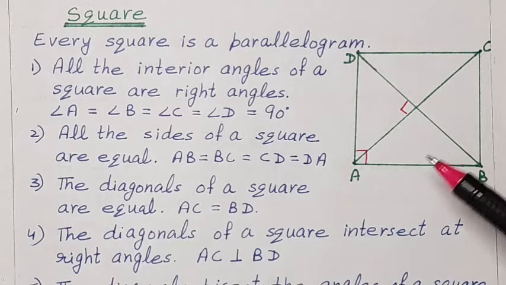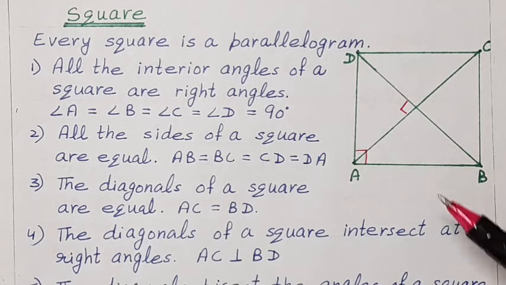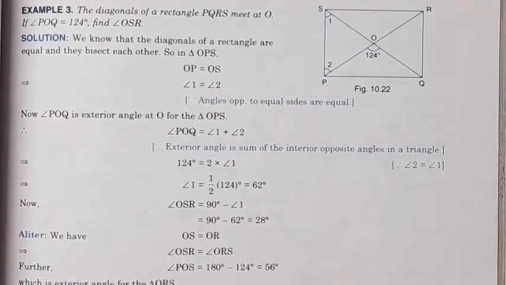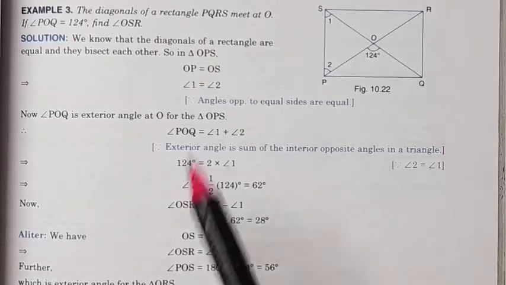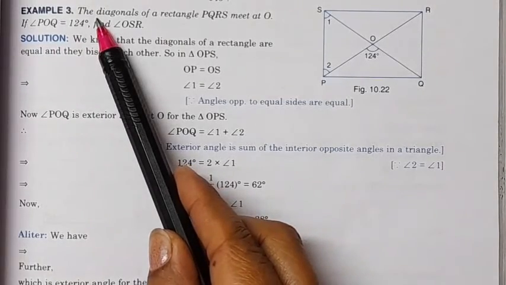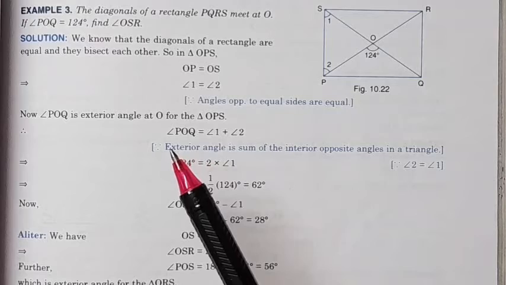I hope students, now the concept of parallelogram is clear to everyone. It is important to understand the properties of square, rectangle and rhombus and how they are different from each other. Clear? Now students, let us discuss an example. That is example number 3 at page number 10.7 of your textbook.